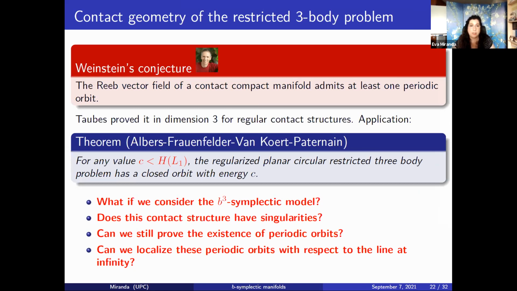And this has become one of the big important conjectures driving symplectic and contact geometry. In dimension 3, this was proved by Taubes, and his proof is very interesting, okay? Indeed, it takes a while to understand this proof, and I recommend a commented version of the proof by Michael Hutchings. But what's very important is that they prove that for level sets below the first Lagrangian point, the regularized planar circular restricted three-body problem is going to have a periodic orbit, with each energy C, okay?